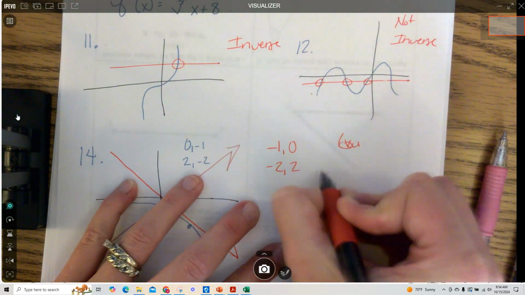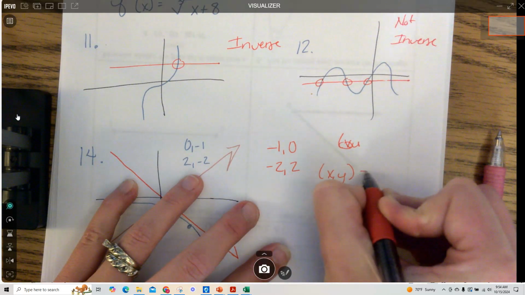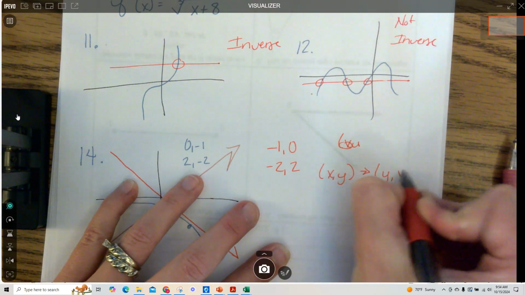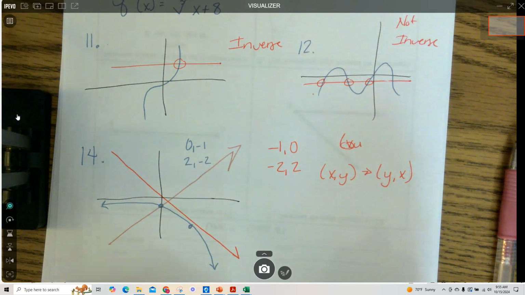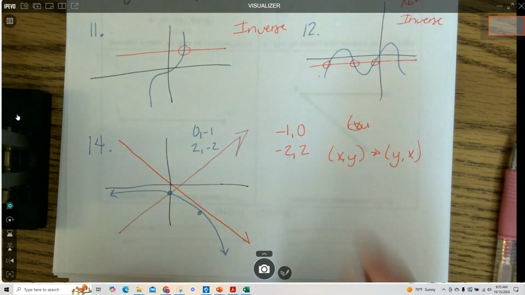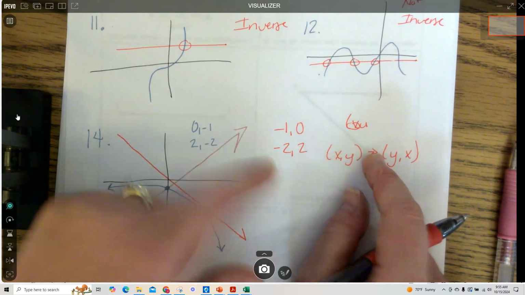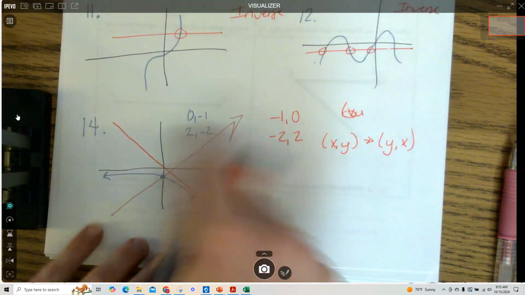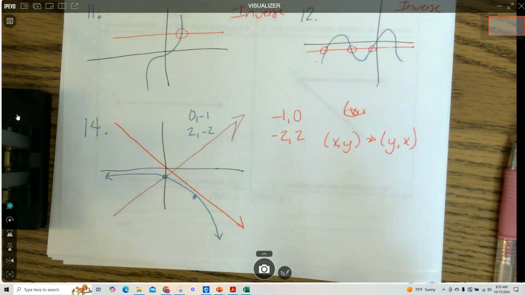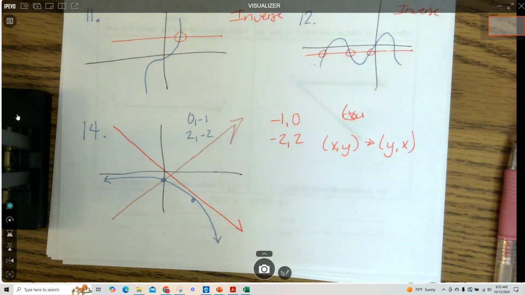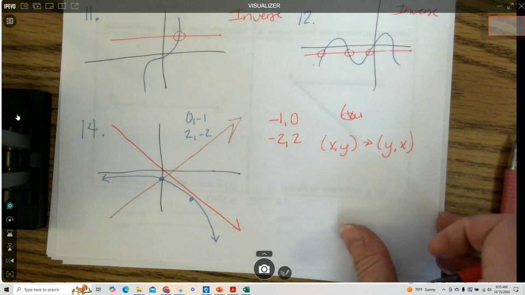So x comma y turns into y comma x. That's a geometry thing, knowing that rule. Well, I just got done teaching that in geometry, how to reflect across that line. But all those little bits come back into play somewhere. All right.